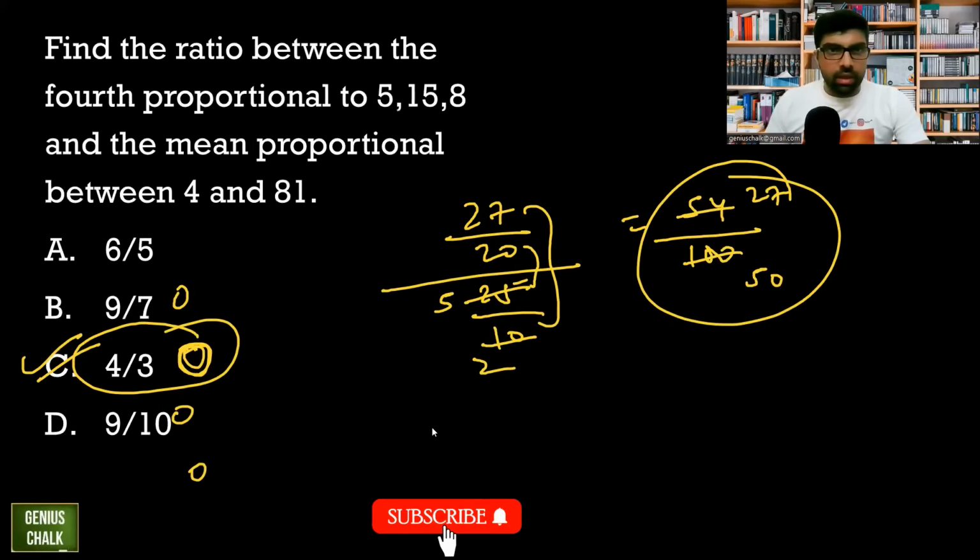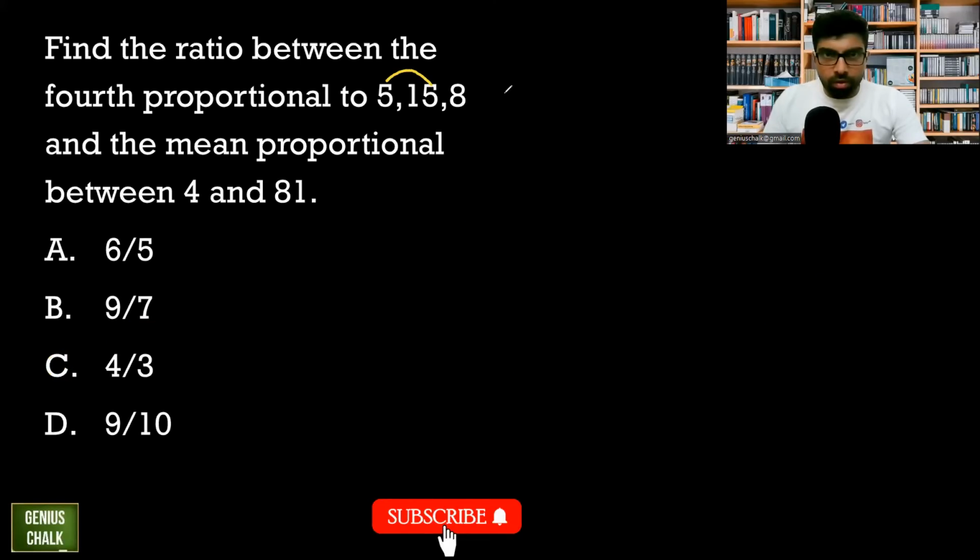Next one. The ratio between the fourth proportional to this and mean proportional to this. You know, fourth proportional means 5, 15, 8 and what? You see 5 1s are 5, 5 3s are 15. So 8 1s are 8, 8 3s are 24. So this is my fourth proportional D value.